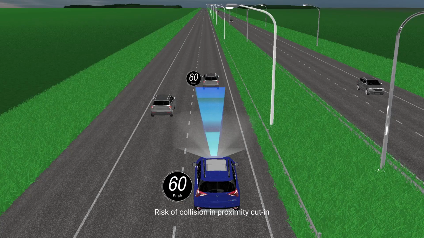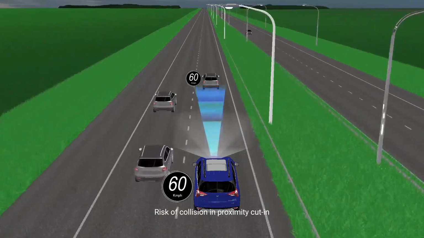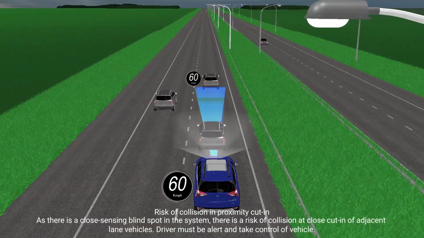Risk of collision in proximity cut-in. As there is a close sensing blind spot in the system, there is a risk of collision at close cut-in of adjacent lane vehicles. Driver must be alert and take control of the vehicle.